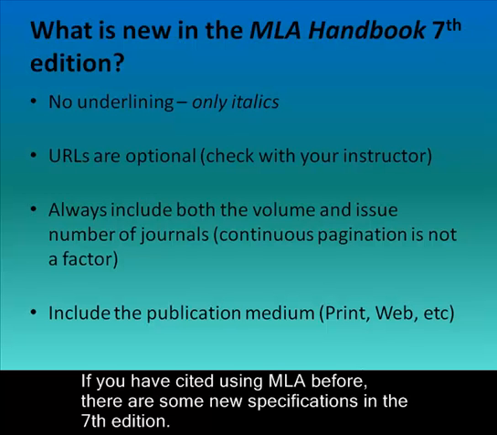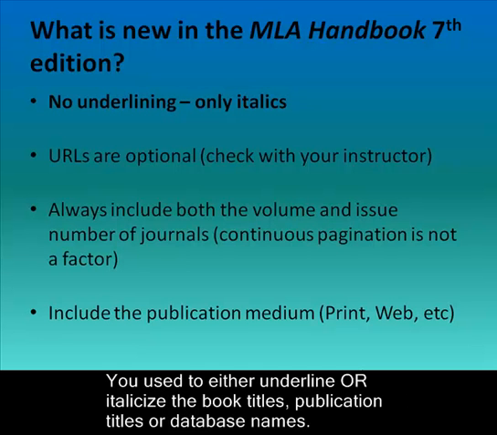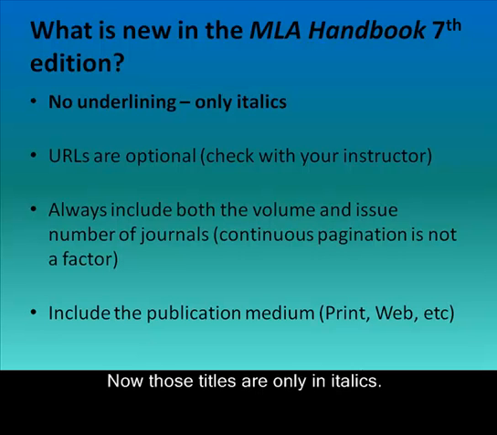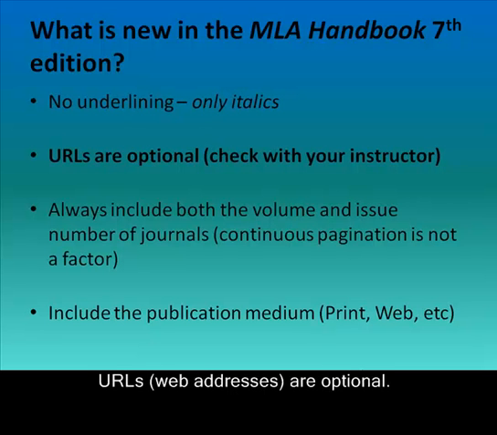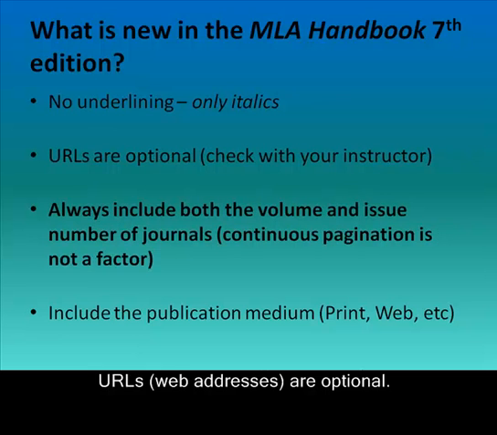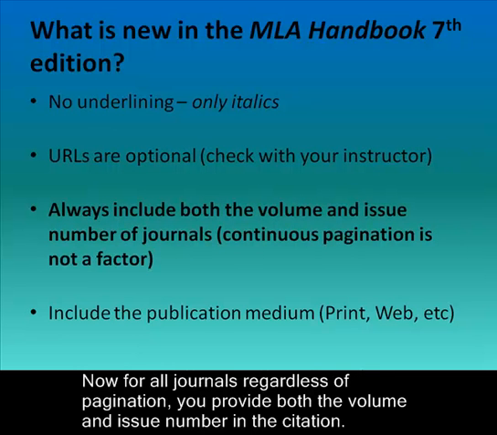If you have cited using MLA before, but used the 6th edition, there are some new specifications in the MLA Handbook 7th edition that are worth pointing out. You used to either underline or italicize the book titles, publication titles, or database names. Now the only formatting is italics. URLs, as mentioned before, are optional. If you were citing a journal that used continuous page numbering from one issue to the next in a volume, you used to leave out the issue number in that citation. Now, for all journals, regardless of pagination, you provide both the volume and issue numbers in the citation.